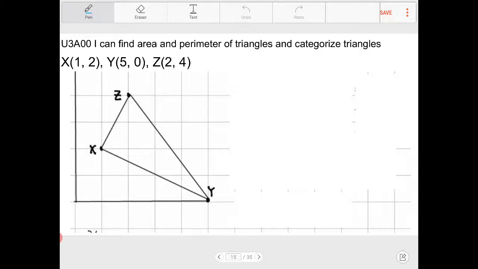in fact a scalene triangle. But we need to prove that, okay? So again, we're going to use the Pythagorean theorem here. For XZ, we are going to go up 2 and over 1. What that means is this is going to be the square root of 2 squared plus 1 squared, and that is the square root of 5. We're going to go and figure out what YZ is.